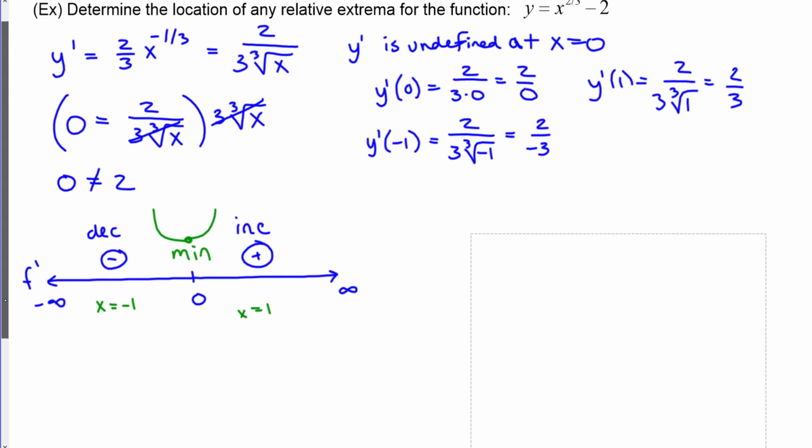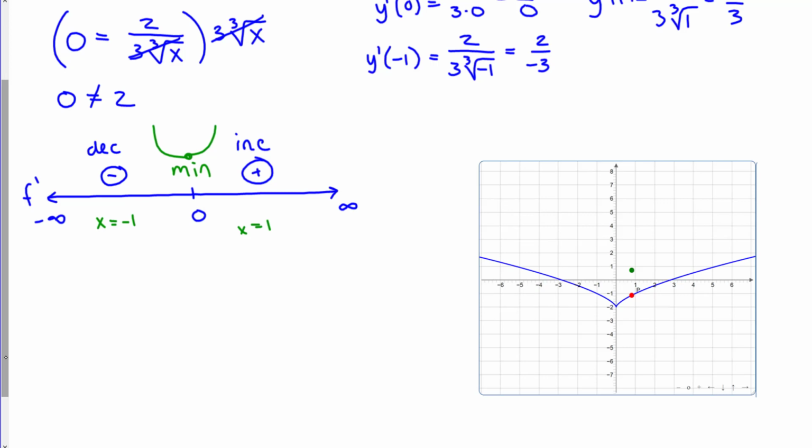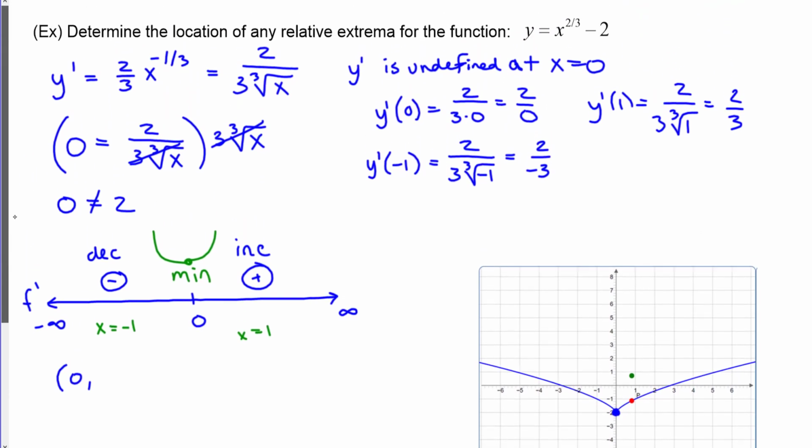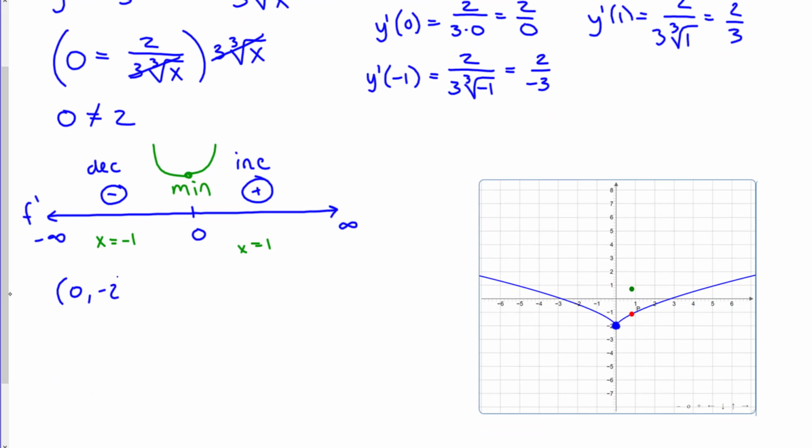And if we look at the graph, that's exactly what's happening. We have this point right here, and it is at 0, -2, because you can calculate the y coordinate just by plugging in 0 to the original function. So if you plug in 0, 0 to the 2/3 is 0, then -2. So 0, -2. We said it was a relative minimum.